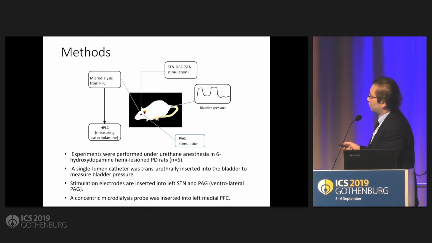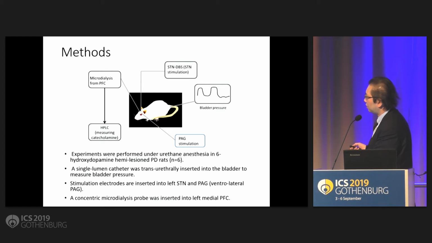So this is the method of our experiments. Experiments were performed under anesthesia in 6-hydroxydopamine rats. We injected 6-hydroxydopamine into the medial forebrain bundle. A single lumen catheter was inserted transurethrally into the bladder to measure bladder pressure, which means we evoked isovolumetric bladder contractions. Stimulation electrodes were inserted into the left STN and PAG.